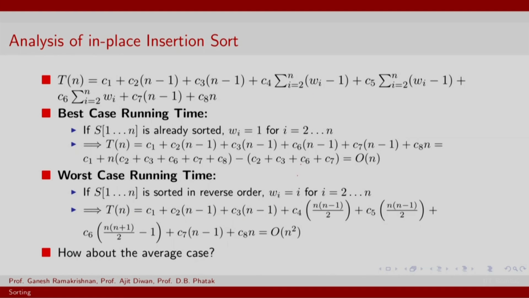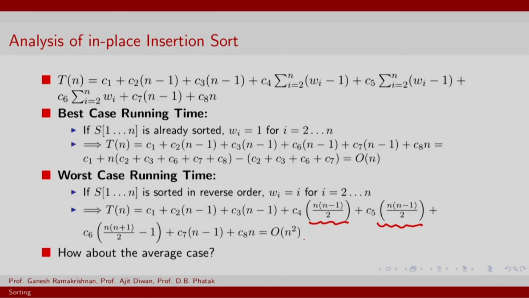Making the required substitution, you find that you will have n into n minus 1 by 2, because you are dealing with the summation of i minus 1 for i equals 2 to n. Likewise for the factor involving C5 and so on. So overall this is order n square. A question: is there something in between? What about the average case?